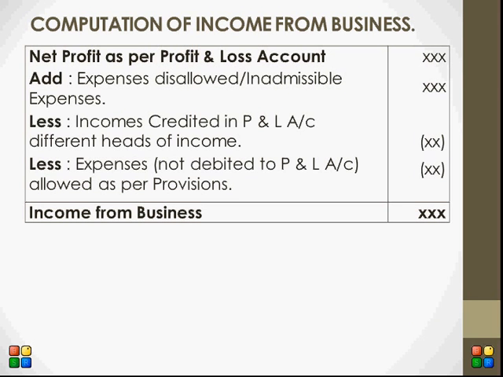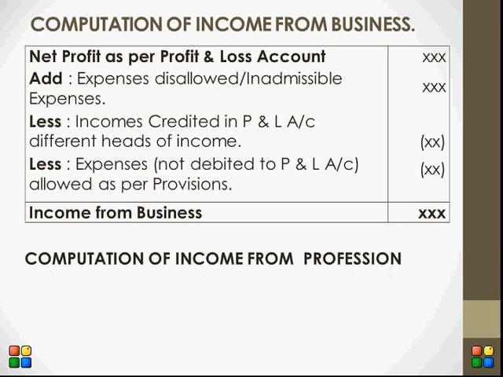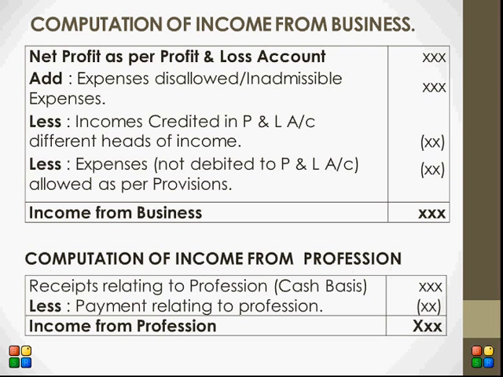So then we come to know the income from business. The final figure is income from business. Next one is computation of income from profession. This one is a very short calculation. Receipts related to profession are on cash basis. That means whatever cash you receive, not accrual.